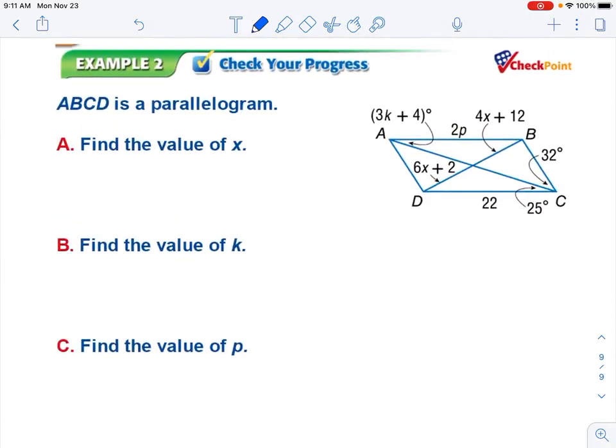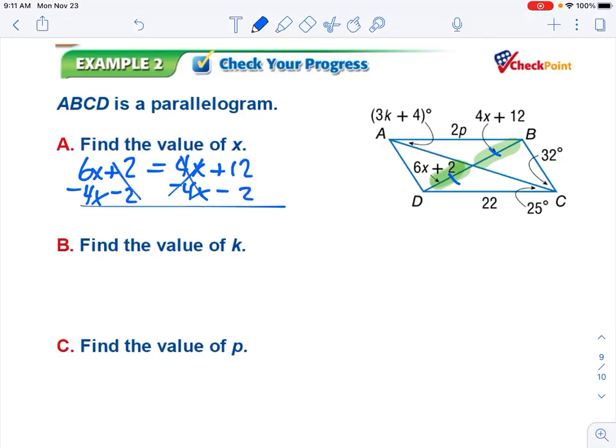Go ahead, pause right here, try them on your own, and then we'll check them. All right, hopefully you tried them. ABCD is a parallelogram. Find the value of X. Once again, we have these guys. They are congruent because the diagonals bisect each other. So when we solve, X ends up equaling 5.